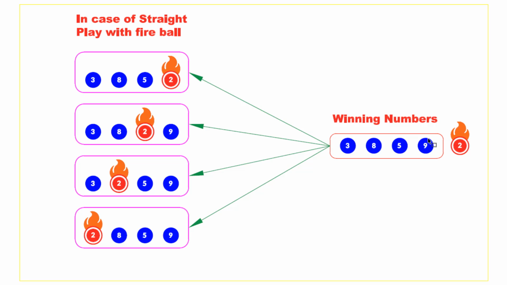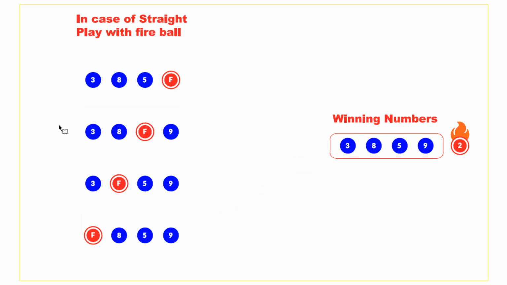while these 4 numbers are winning under the title of straight play only. We are going to replace this winning fireball here with an abstract ball, and we call it F. So now we have this F here. We can replace any winning numbers with this abstract ball, and we are going to use this technique to solve all cases of winning with fireball.